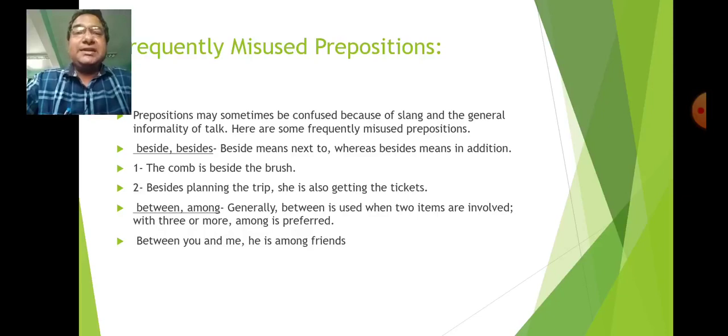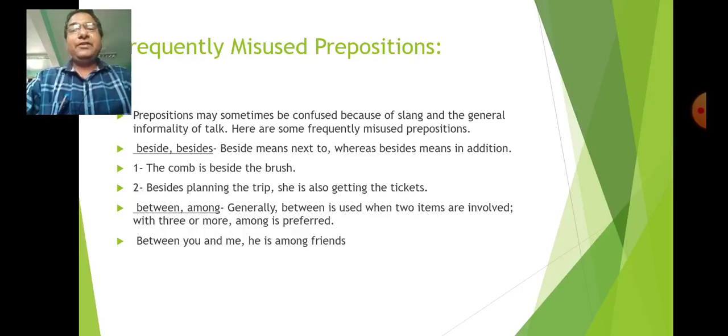First, beside, besides. See the clear meaning of beside. Beside means next to, whereas besides means in addition. For example, the comb is beside the brush. And second example, besides planning the trip, she is also getting the tickets. Here you see the concept is clear.